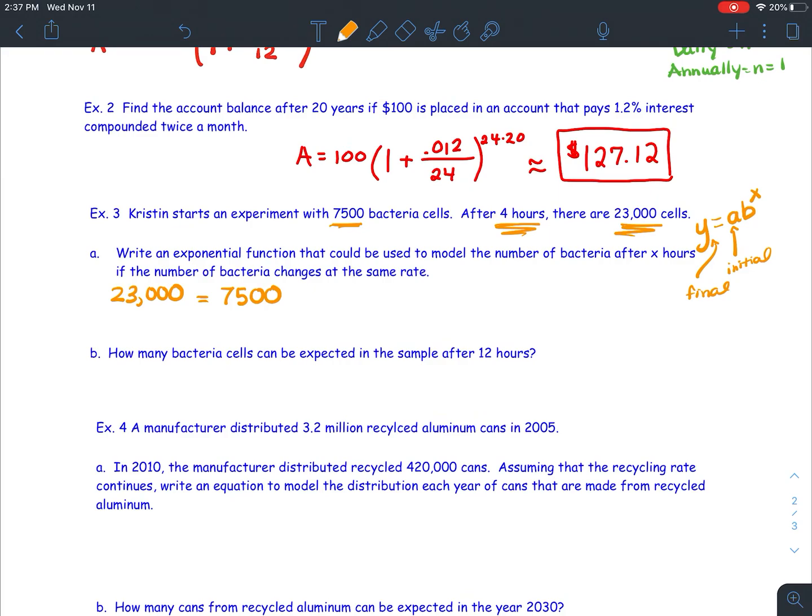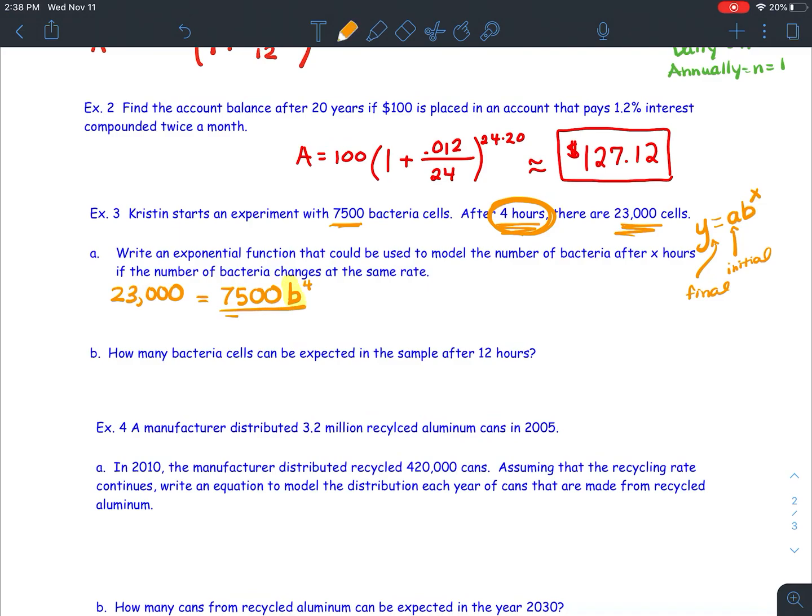Okay, it feels like the piece of information they're really not telling us is what the growth rate is. Okay, we don't know that. So I'm going to leave that as a B. That's my multiplier, 1 plus my growth rate. But we do know that it took 4 hours to grow from 7,500 to 23,000. So I'm going to plug the 4 in there. Now we're going to have to use algebra, and we're going to work backwards to get what the multiplier is. Our goal is to solve this for that B.